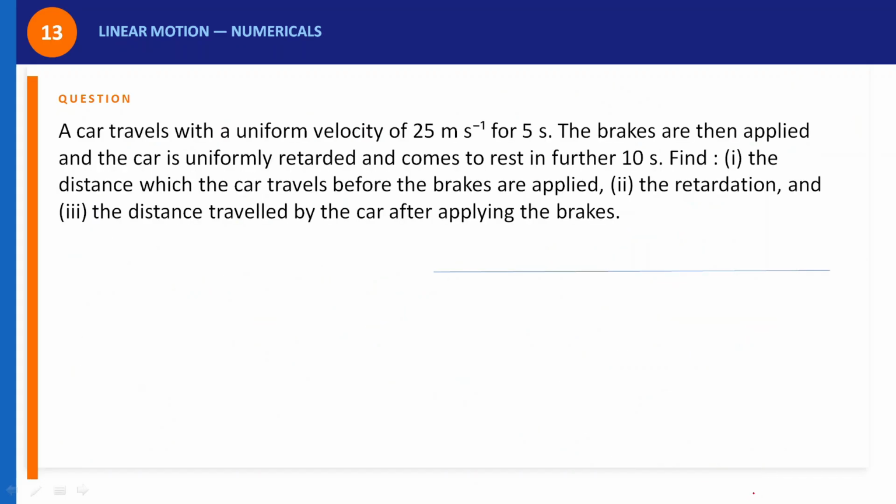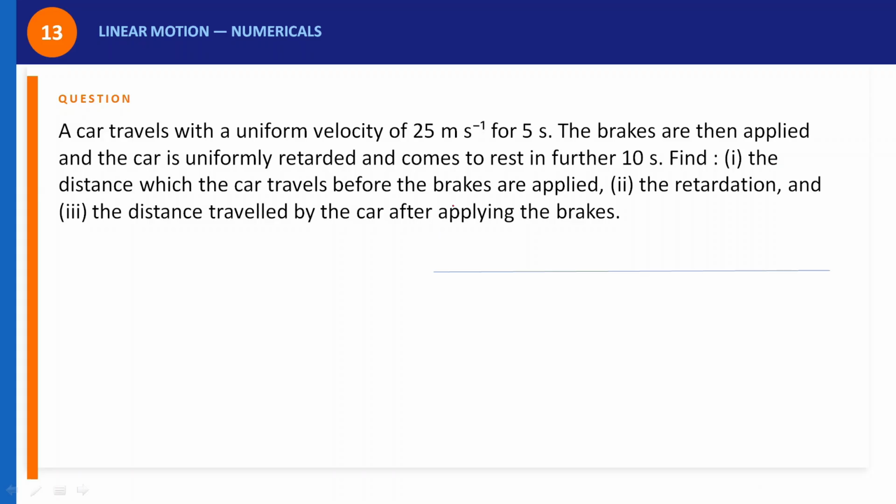Question number 13. A car travels with a uniform velocity of 25 meter per second for 5 seconds. Then the brakes are applied, and the car is uniformly retarded and comes to rest in a further 10 seconds. Find the distance the car travels before the brakes are applied, the retardation, and the distance traveled by the car after applying the brakes. Let's write one by one what is given in the question.